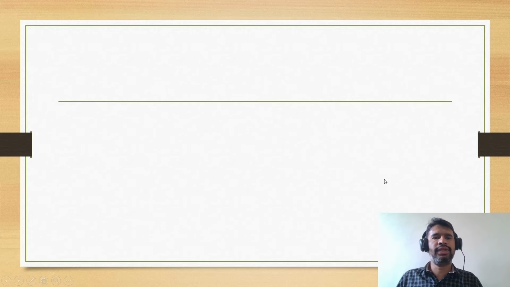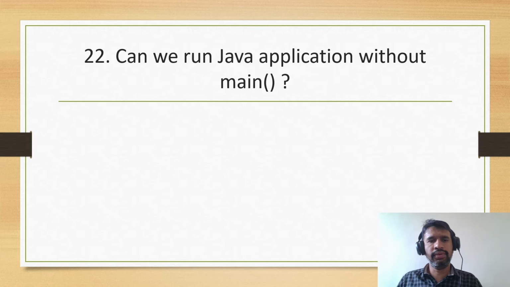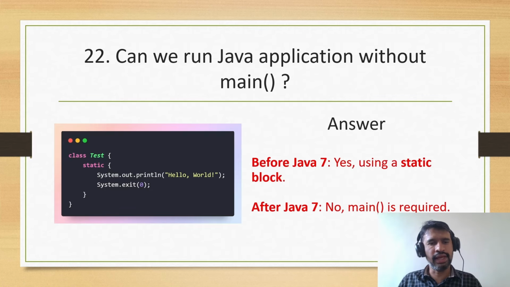Let's try to see the next question. Can we run a Java application without a main method? See the answer: before Java 7, yes, it was possible with a static block, but after Java 7, the main method is compulsory. So I hope you understood. Before Java 7, with just a static block you can execute it, but after Java 7, the main method is compulsory.